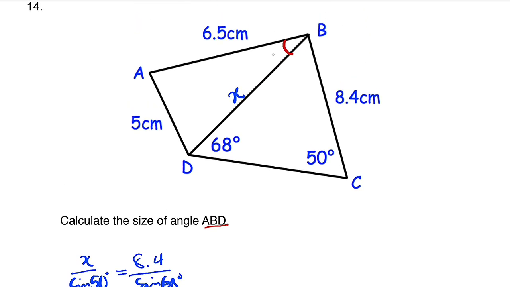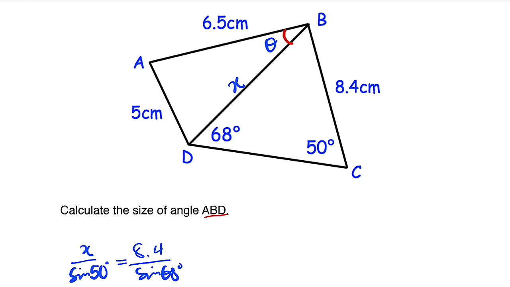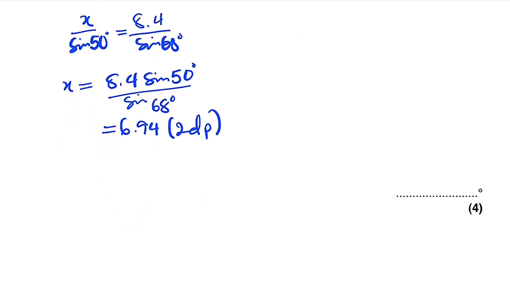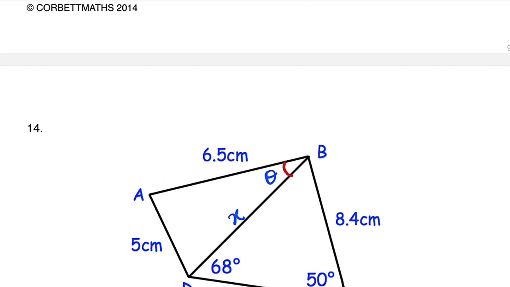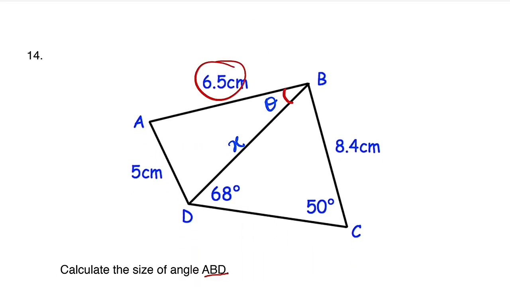So to find this angle, let me call it theta. We can use the cosine rule, and I'm going to do that directly. It will be cosine of that theta is equal to 6.5 squared plus x squared.